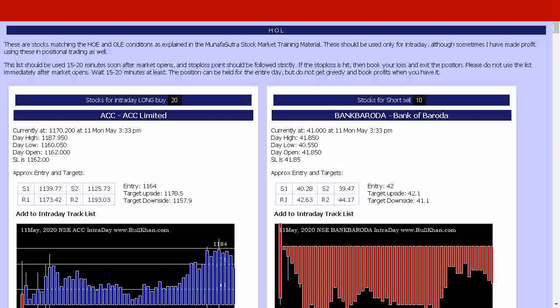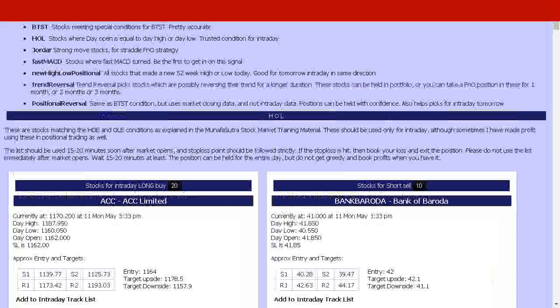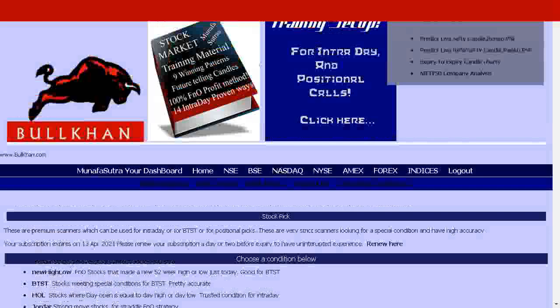Alright, so I'll finish this video here. You go to this website, bullkhan.com, and create an account. Even if you don't want to take picks from here, you want to take picks from somewhere else, 1 lakh people are giving free tips on WhatsApp every day. 1 lakh people are giving free tips on Facebook, on Telegram these days.